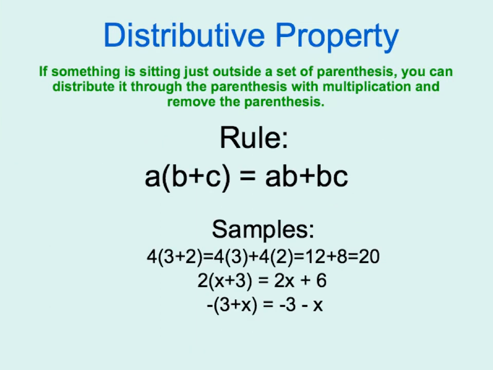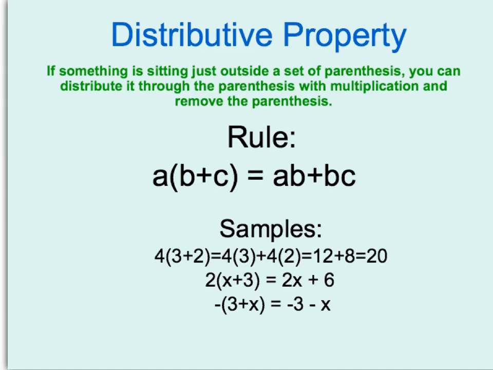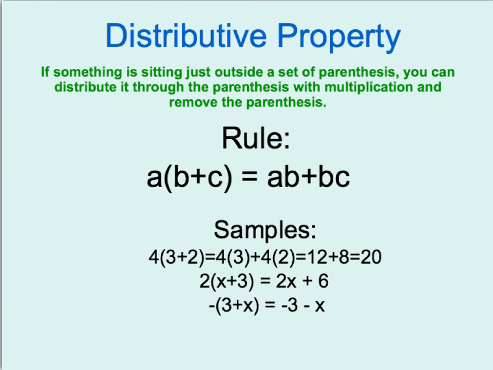All right, now for the fun one, distributive property. If something is sitting just outside a set of parentheses, you can distribute it through the parentheses with multiplication and remove the parentheses. You want to write that down. So here's the rule. The rule is a multiplied by (b plus c) is the same thing as a times the b. Remember, we did this last year. So a times the b, and a times c.